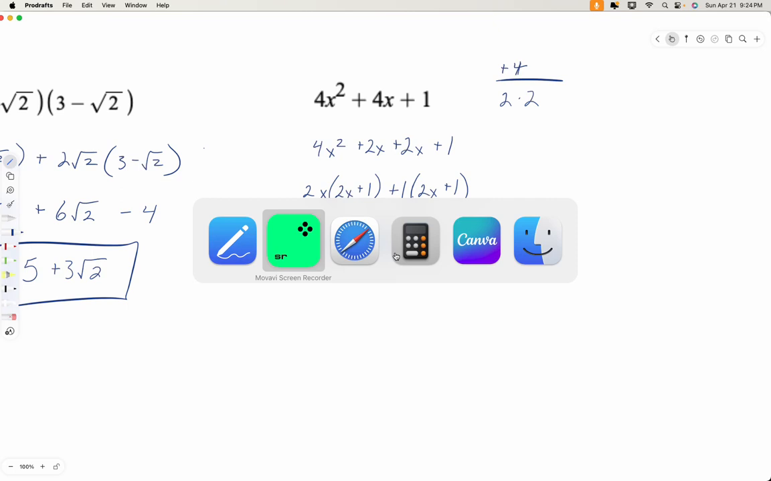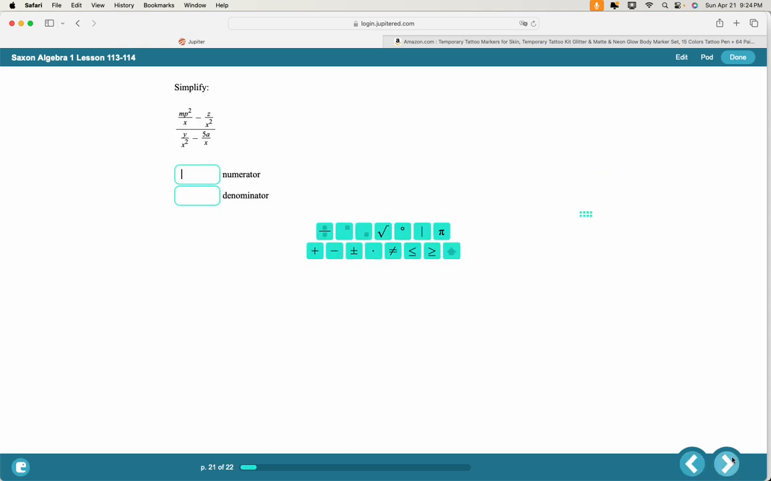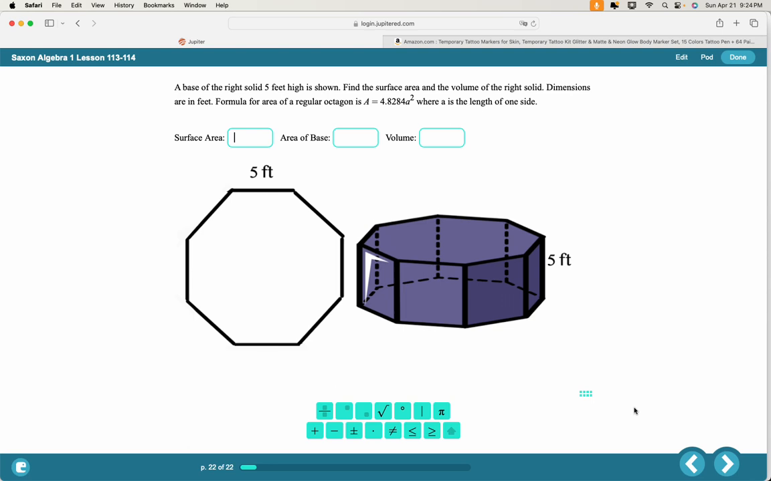So when we go over here to the pod, that's what we put in here. We put in 2x plus 1, and then 2x plus 1. If I can type in the right symbols, that would be great. And check it, and they're both right. All right, so let's look at the last one that you struggled with, which was this one. So let me copy that over.